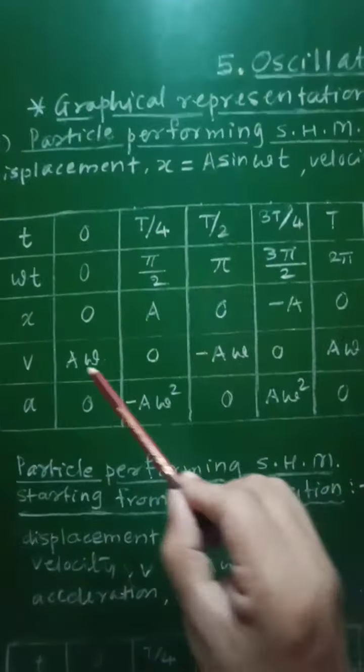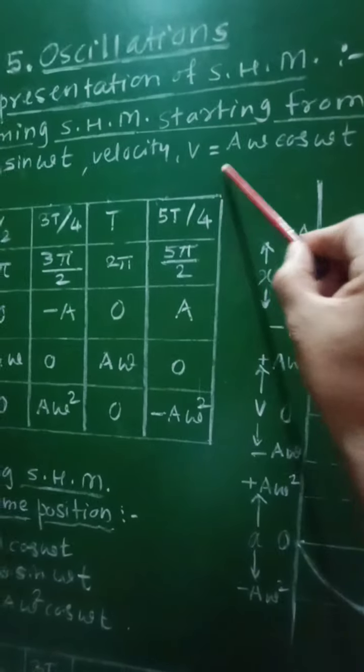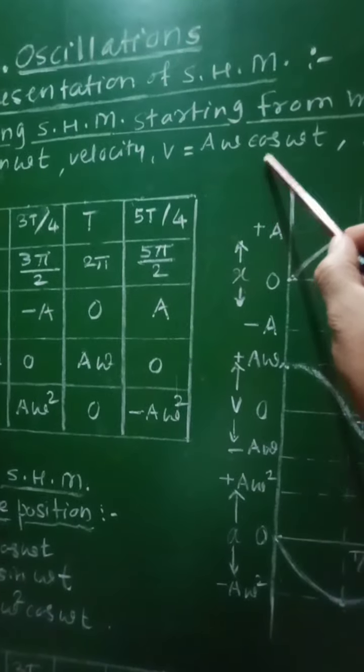Now similarly we will go for next, that is velocity. For velocity, equation is a omega cos omega t, and therefore for the first value of omega t, that is 0, we will get v equal to a omega cos 0. But cos 0 is 1, and therefore v will be equal to a omega. For second value of omega t, that is pi by 2, we will get v equal to a omega into cos pi by 2. But cos pi by 2 will be 0, therefore v will be equal to 0.